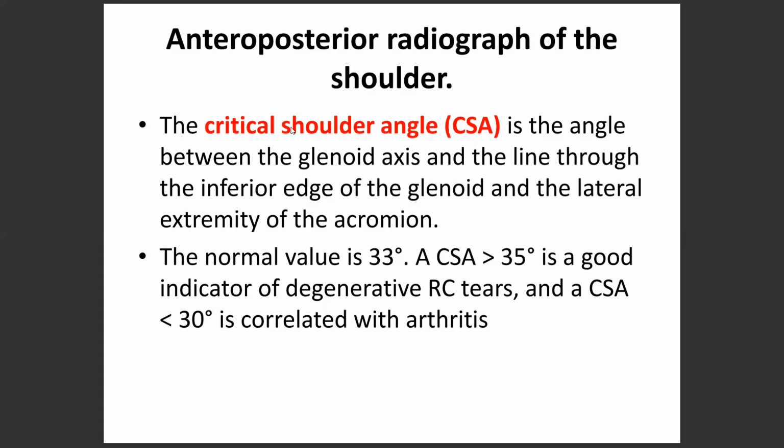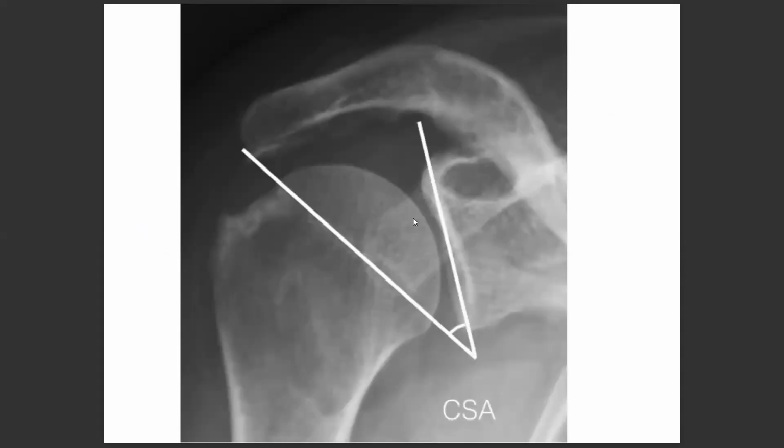The next is the critical shoulder angle, and this angle is also measured on the AP radiograph of the shoulder. So the CSA is the angle between the glenoid axis and the line through the inferior edge of the glenoid and the lateral extremity of the acromion. So what does it mean? Let's discuss it.